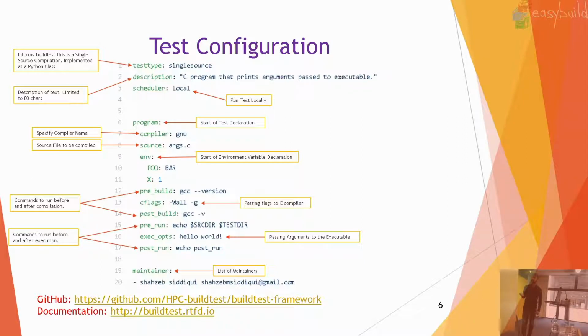You can declare your environment variables, in this case, like foo equals bar, x equals 1, whatever. You can pass in shell commands before you build, so pre-build and post-build, before and after the build, meaning the compilation. You can pass in flags to the compiler, in this case, C compiler, and then also run commands before and after, which are also shell commands, before and after the execution. And you can pass in the arguments to the executable. In this case, I'm passing in hello world. So that's basically an overview of this configuration.